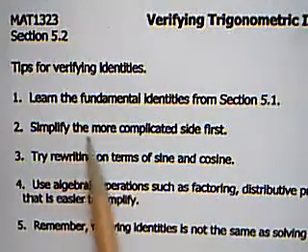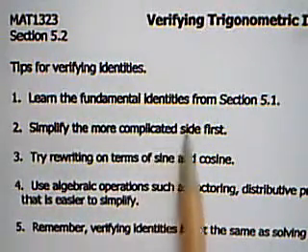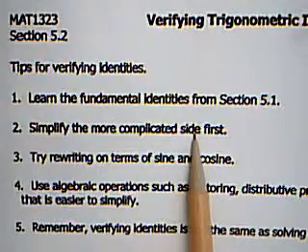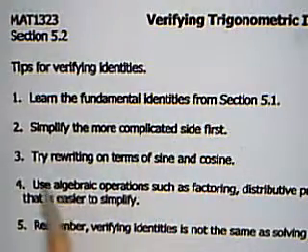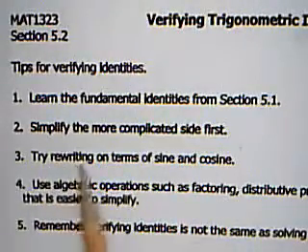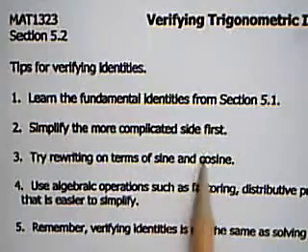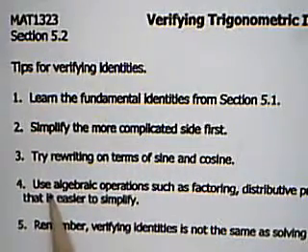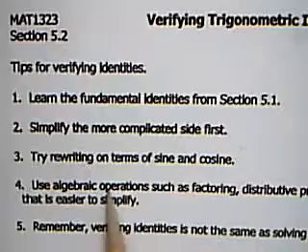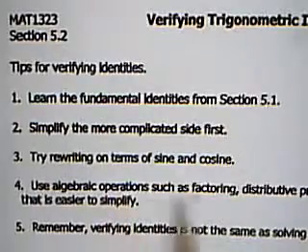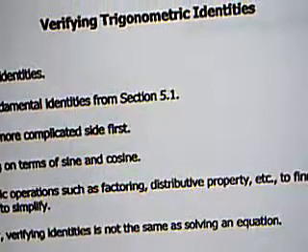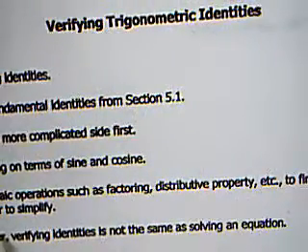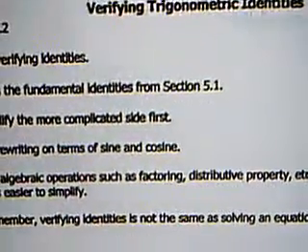Step 2, simplify the more complicated side first. There will generally be a side that looks a little bit more complicated that you're going to work with to simplify first. Next, try rewriting in terms of sine or cosine. And number 4, use algebraic operations like factoring, multiplying, and the distributive property to find an expression that's easier to simplify.